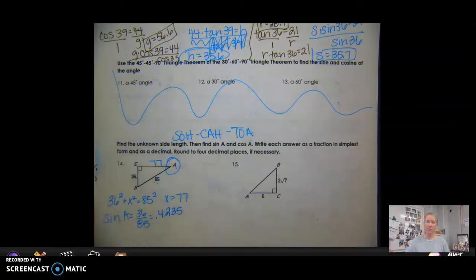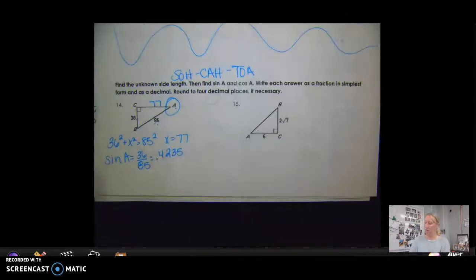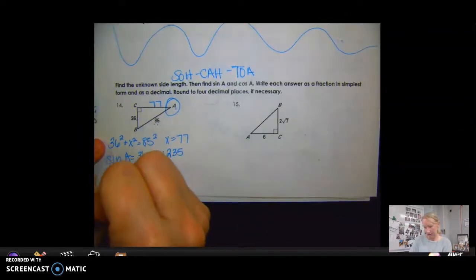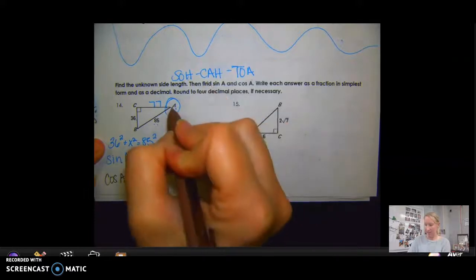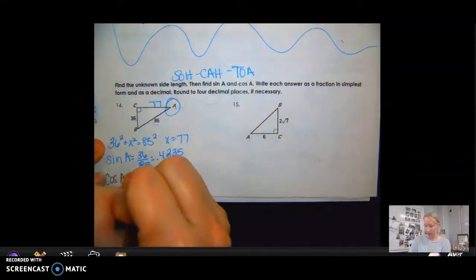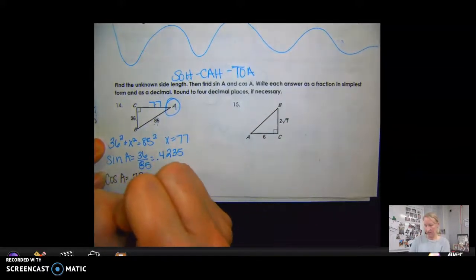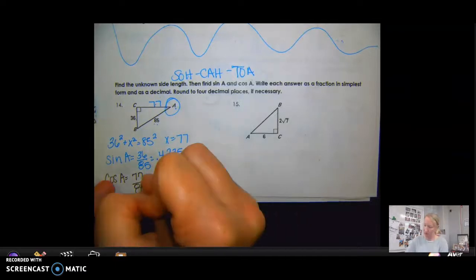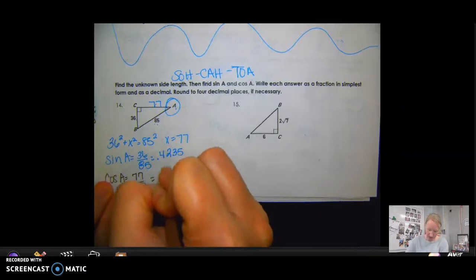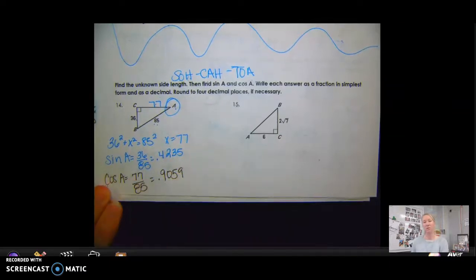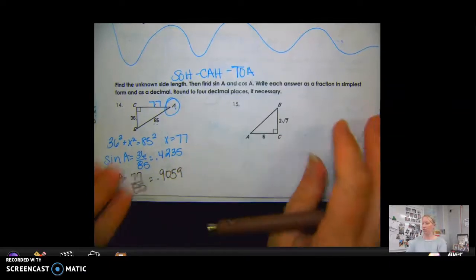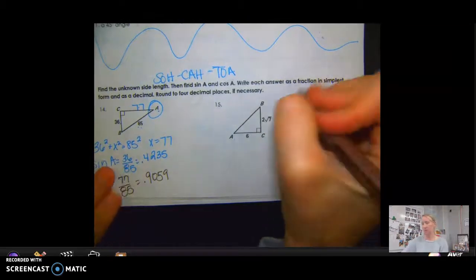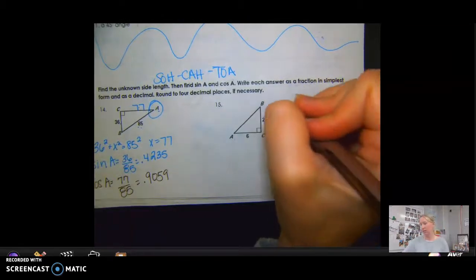They also want us to find cosine of A. So cosine of A would be CAH, adjacent, so that's 77 over the hypotenuse 85. Again, I don't think that that reduces. So I'm going to divide them to turn them into a decimal. I get 0.9059 rounded correctly. Go ahead and pause me and try this one on your own. Unpause me when you're done.